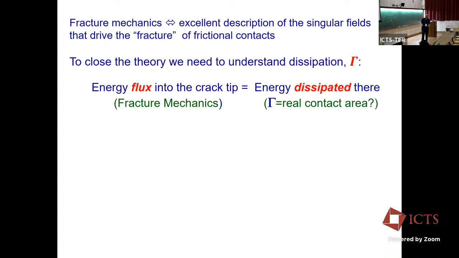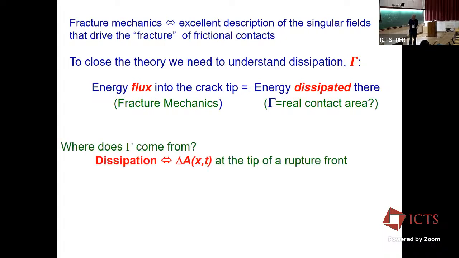So in order to close this picture, though, we still have to understand what gamma is. What's this one joule per square meter? Where's it coming from? Can we get a handle on it? Let's take a look. The dissipation in this system comes from the change in the real area of contact at a given point, right? Because we're not killing all the contacts, because they're still holding up the back end of the crack, because somebody has to counter this ton of weight that we're pushing down. But the delta A, that's the fracture energy.